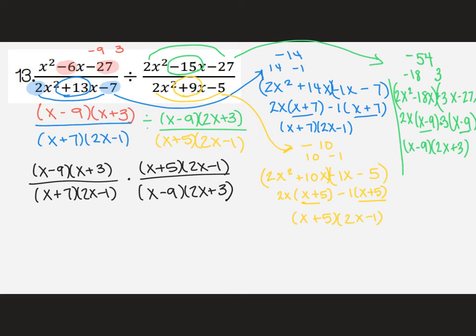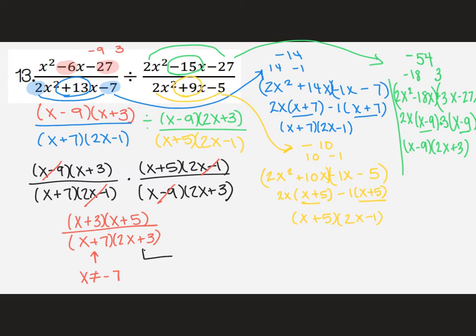Then I'm looking for common factors to cancel out. So I have an x minus 9 in the numerator and denominator. I have a 2x minus 1 in the numerator and denominator. And then I can rewrite x plus 3, x plus 5, x plus 7, 2x plus 3. For my restriction, I'm noticing that here, x cannot equal 7, negative 7.